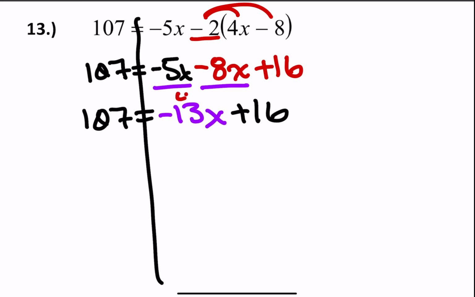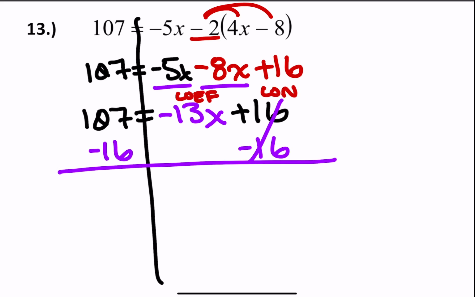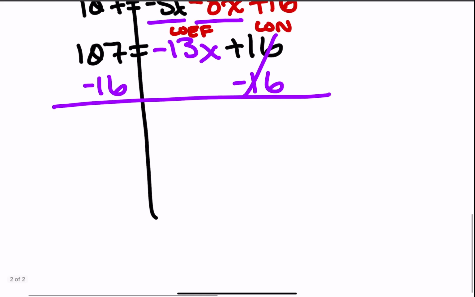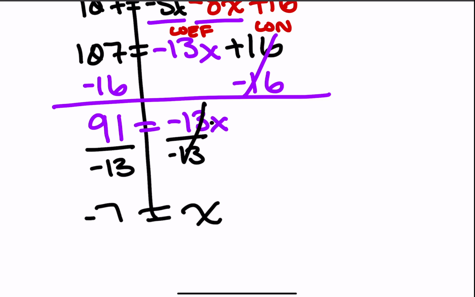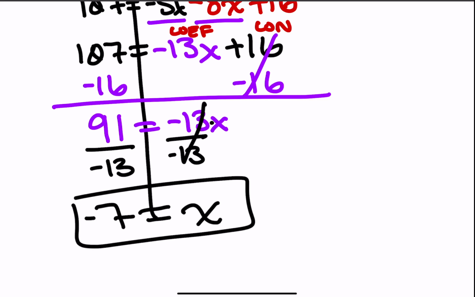Now I see I have a coefficient of a negative 13 and a constant of 16. So that means I subtract the 16 on both sides first, because remember, constants you either add or subtract, and since we are adding that 16, we must subtract it on both sides to balance out. This leaves you with 91 equals a negative 13x. Then you divide that negative 13 on both sides because it's got secret multiplication happening with the x. This leaves us with negative 7 equals x.